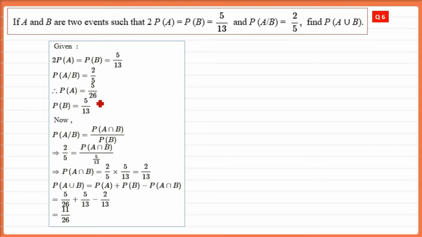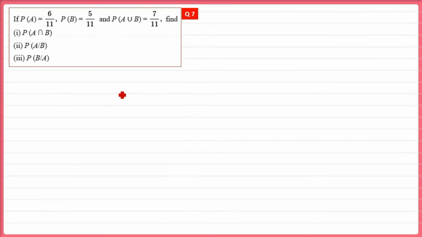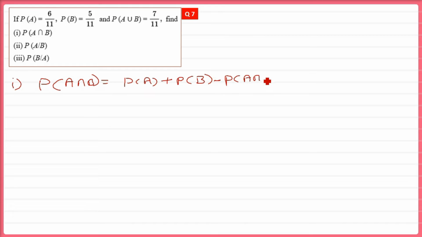You're already aware of all these. And next one. So P(A) is given, P(B) is given, and P(A union B) is given. P(A intersection B) has to be computed, and P(A|B) and P(B|A) have to be computed. So what is the formula we are going to employ here? The first one is P(A intersection B). This will become P(A) plus P(B) minus P(A union B). This will be P(A union B), not intersection.